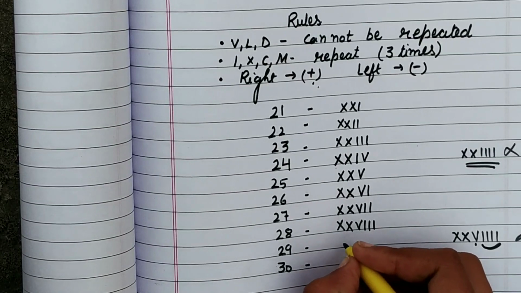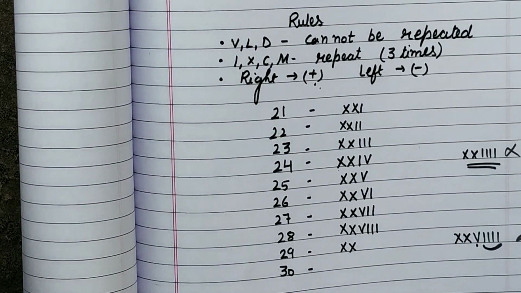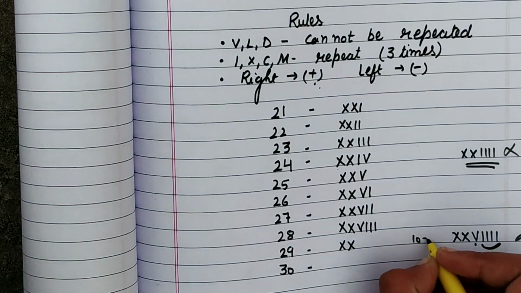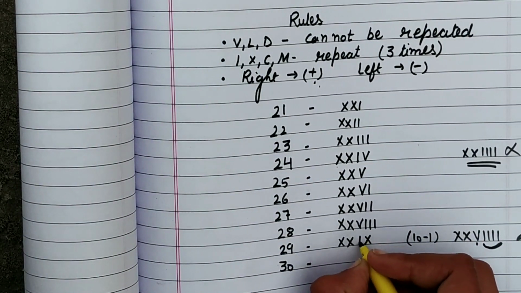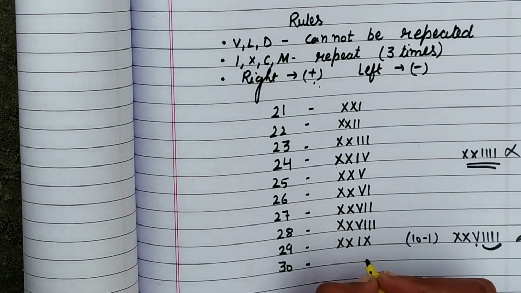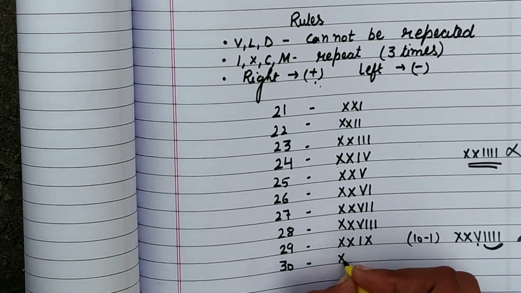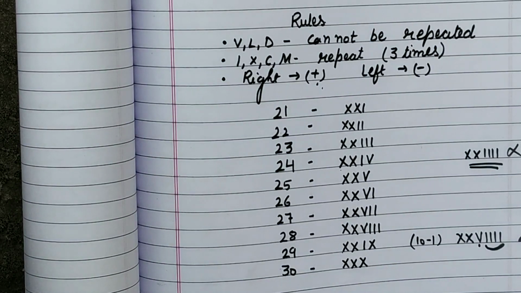See, I can write 20. Now I have to think for 9. How to write 9? I can write 9 by subtracting 1 from 10, right? So 10 is here and 1 I have subtracted from it. So 29. Fine. And the last one is very easy, that is 30. 10 plus 10 plus 10 is 30.